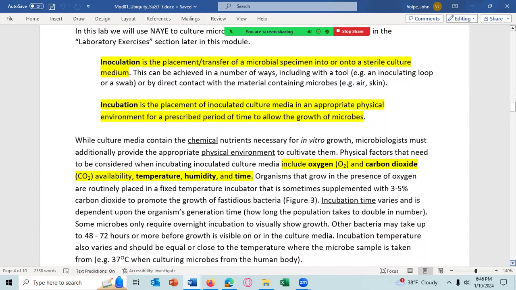Inoculation is the placement or transfer of a microbial specimen into or onto a sterile culture medium. So we inoculate the tube by adding microbes to it. Incubation is the placement of the culture media in an appropriate physical environment for growing it for a prescribed period of time. And this is just to allow the growth of the microbes. Usually, we grow our microbes in an incubator.